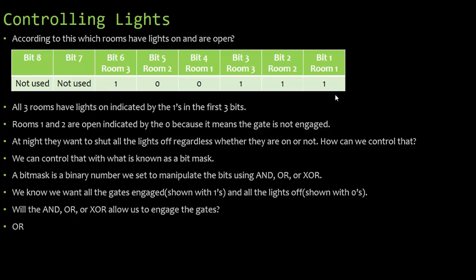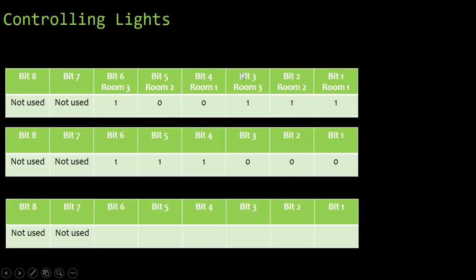So we can do that first, and it's going to be OR. Will the AND, OR, or XOR allow us to turn off the lights? It's going to be AND. And you may be saying, how in the world did you get that? Well, we're going to go over how we got it right now. So here is what we have.